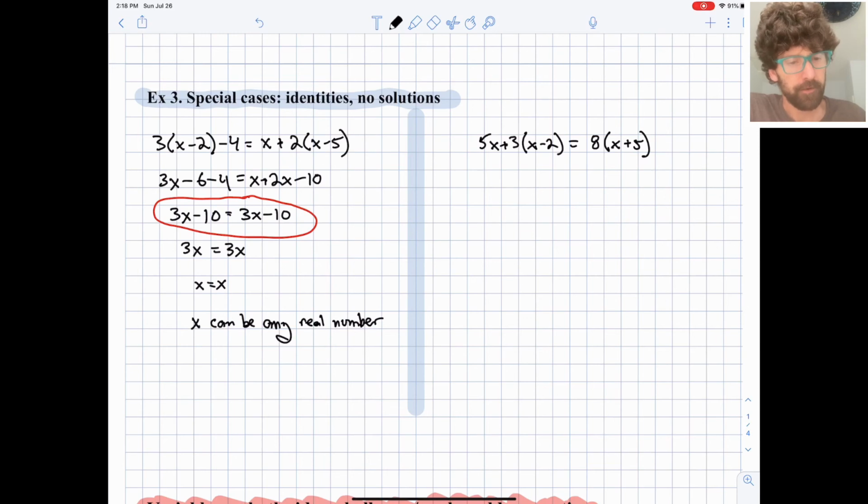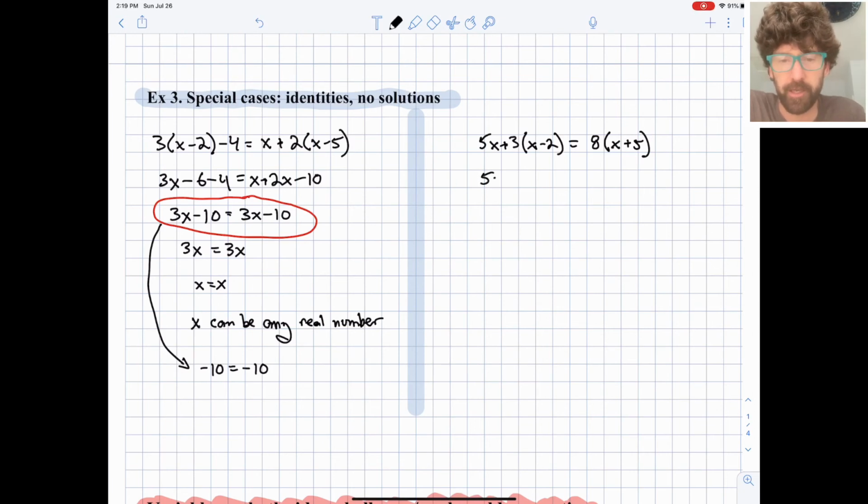By the way, from this statement right here as well, we could have subtracted 3x from both sides and gotten negative 10 is equal to negative 10. Another legitimate concluding point to realize that we have an identity and that x can be any real number. Okay, so that's one special case. Another special case is over here. We will work through that one.